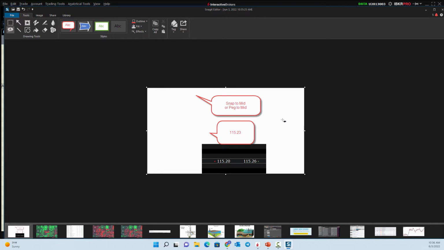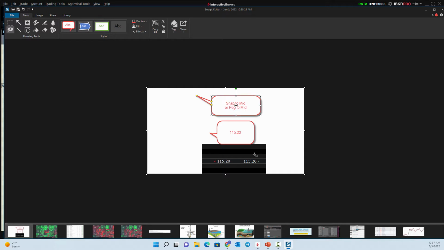A peg to midpoint is going to stay pegged at the midpoint, meaning as these prices move, say these start to shift down, so would this. This will stay pegged to the middle of the bid-ask spread. So if you said, even as the market's moving, I just want my order to stay right in the middle, constantly, wherever the market's going until it executes, I want to be at the middle so that as the market shifts, I'm still shifting to the middle right along with it. That's what a peg does.